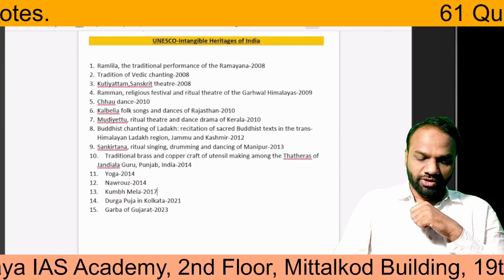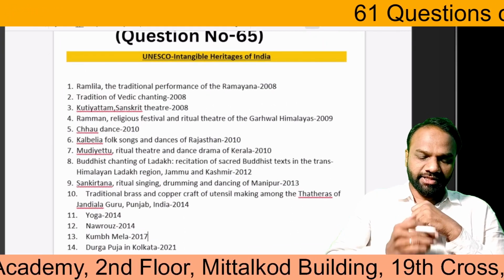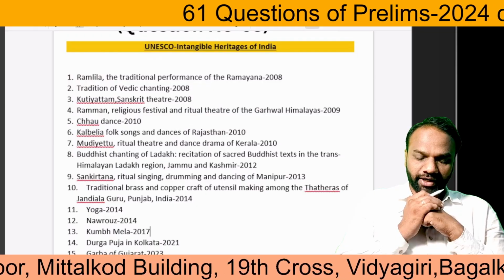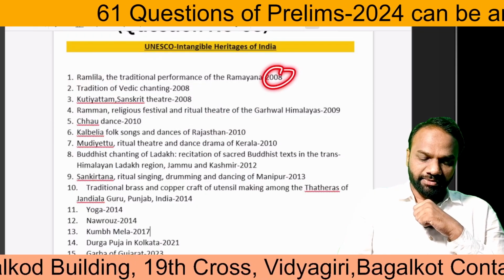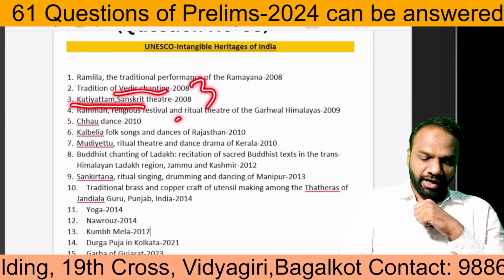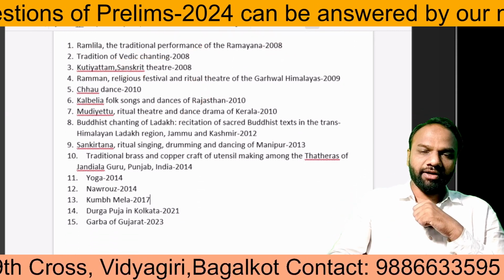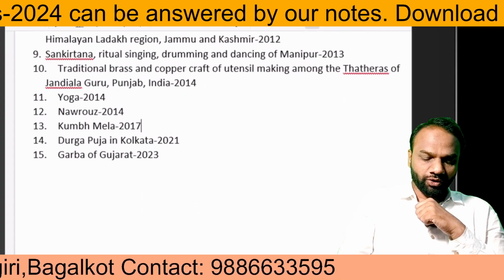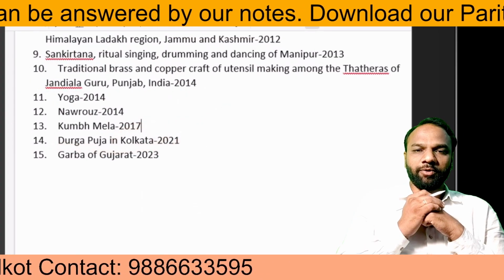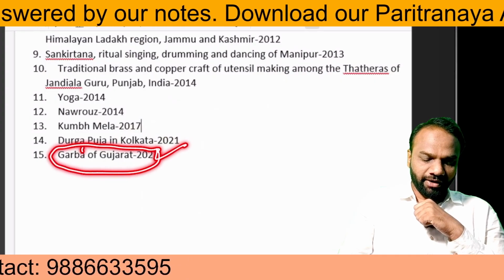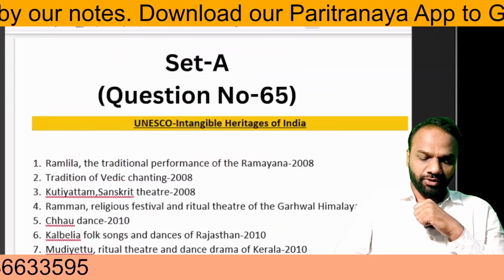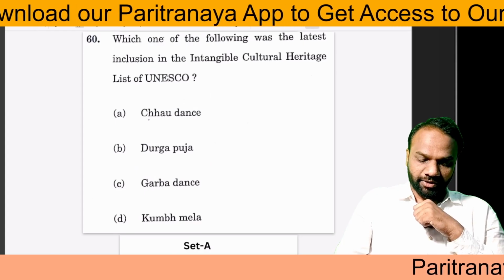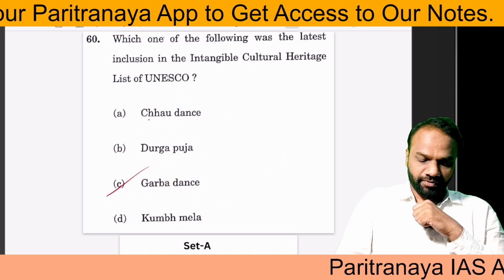So let us look into our source. We have made a detailed discussion here as well, but here is just a list of UNESCO intangible heritages from India. Ram Leela was the first one to get this intangible heritage tag in 2008. Similarly, Vedic chanting and Kutiyattam in 2008. And every year or after every 2 years, one or the other heritage has got a tag from UNESCO. The recent ones: Durga Puja in Kolkata got the tag in 2021, and the most recent in 2023 was Garba of Gujarat. So the latest inclusion was Garba dance. The answer is C.